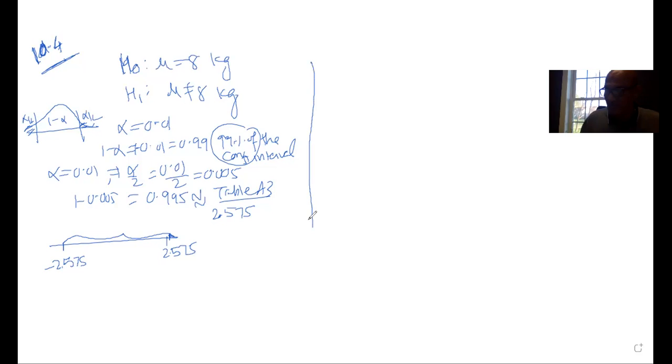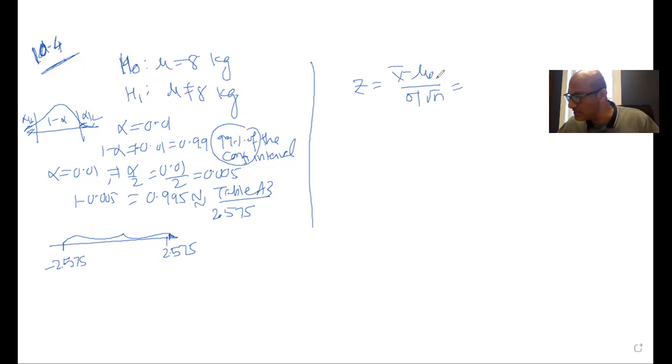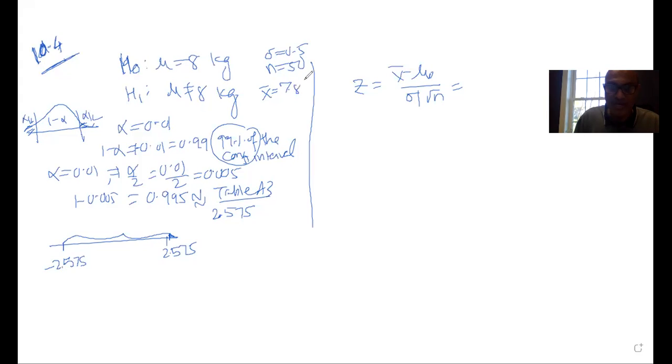Let me now start. First of all, I'm going to find my z. So z is x bar minus nu 0 divided by sigma over the square root of n. What is the sigma over here? Sigma is 0.5, given to you, and n is equal to 50. And what is my x bar? In the last line it is mentioned that 50 lines are tested and found to have a mean breaking strength of 7.8 kilograms. So x bar is equal to 7.8 kilograms.